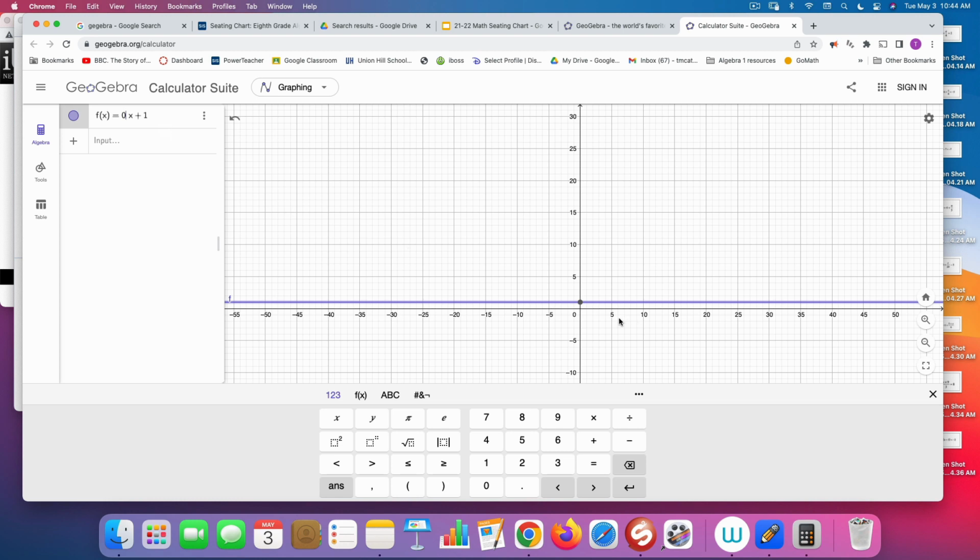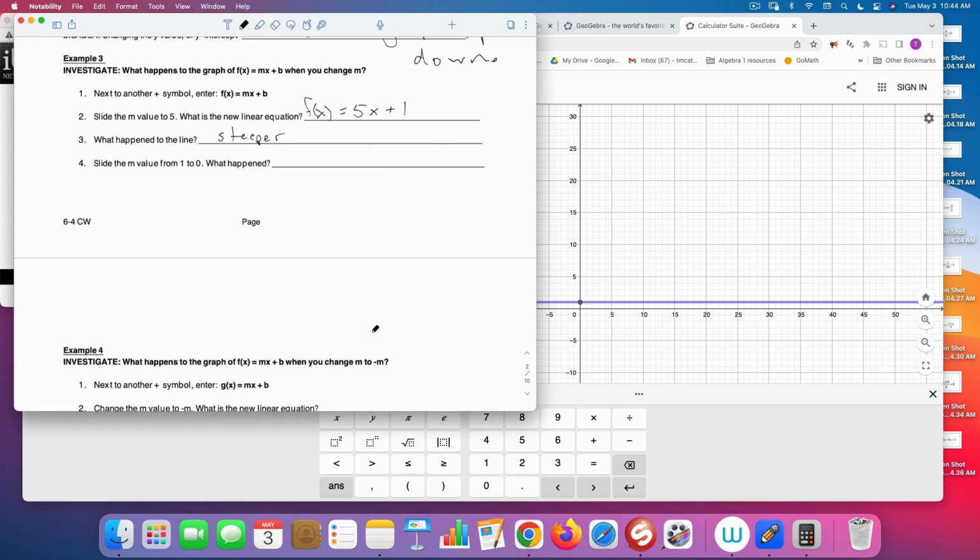What happened to your slope this time, Elia? It's a straight line, it's horizontal, so that means your slope is 0. Bob is standing on that horizontal line. So what happened when it got 0? It made a horizontal line.